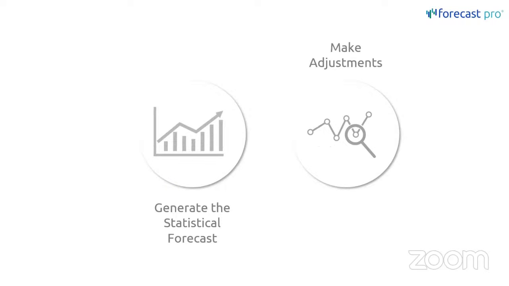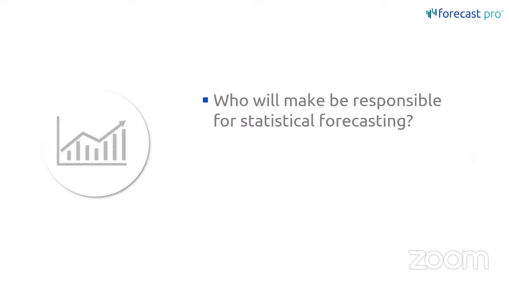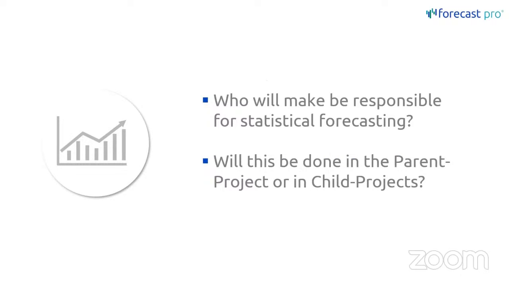Now it's during these two processes that we need to set up how we want our collaborative process to work, starting with the statistical forecast generation. We want to know who will be responsible for the statistical forecasting. Will it be done only in the parent project, or will it be done in the child projects?